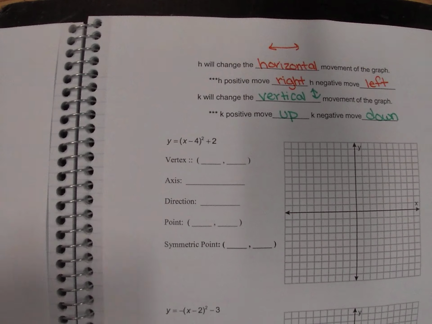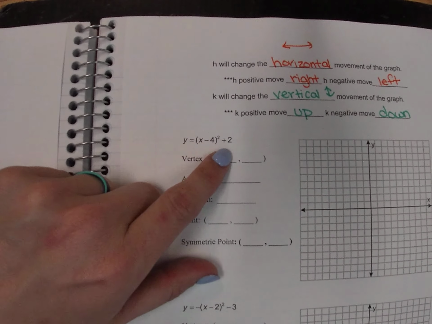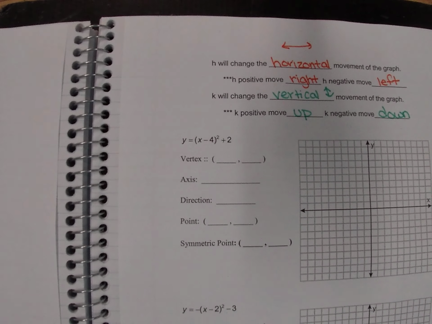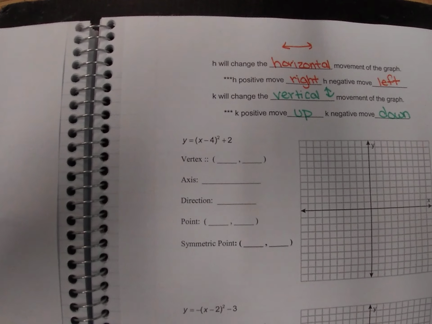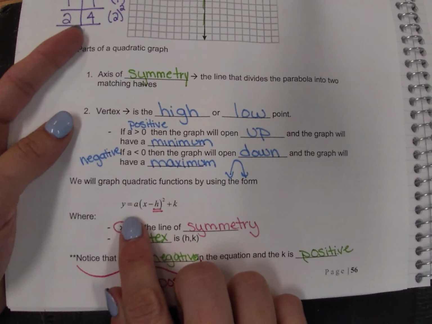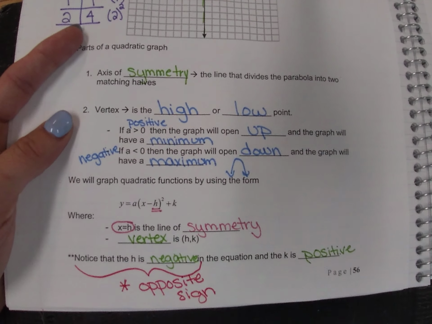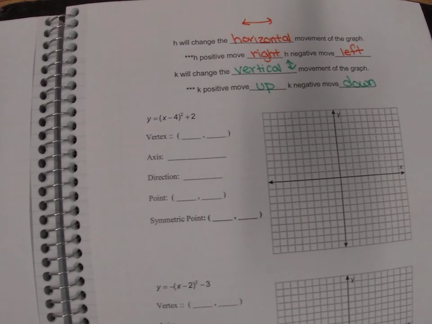So if we are given the function y equals (x minus 4) squared plus 2, the first thing that we should identify or notice, I guess, is that this is in vertex form. It looks like this: y equals a times (x minus h) squared plus k. Looks like that format.